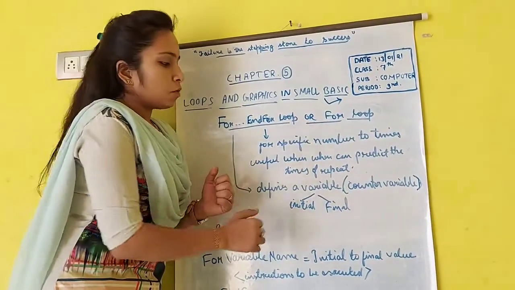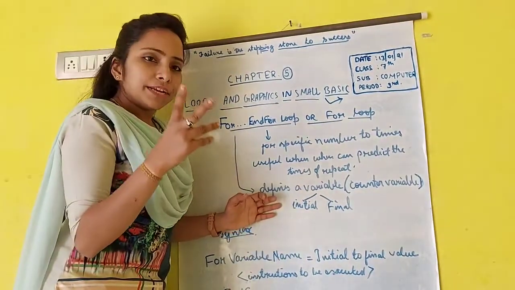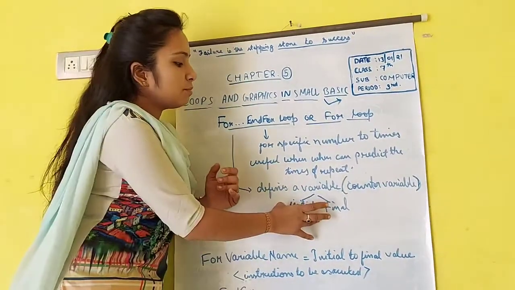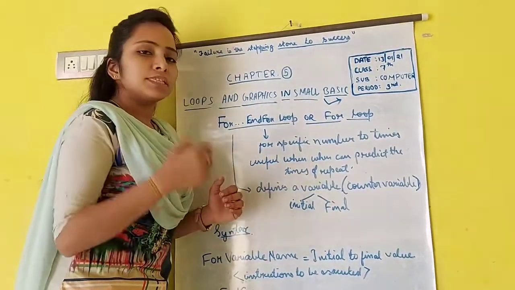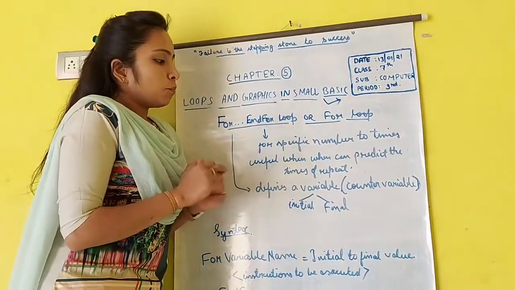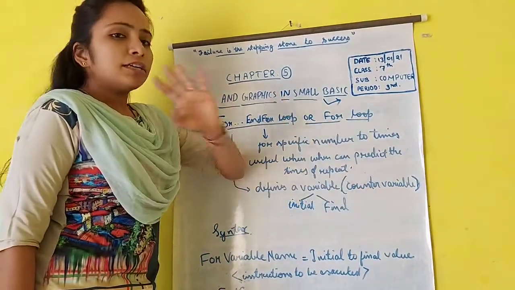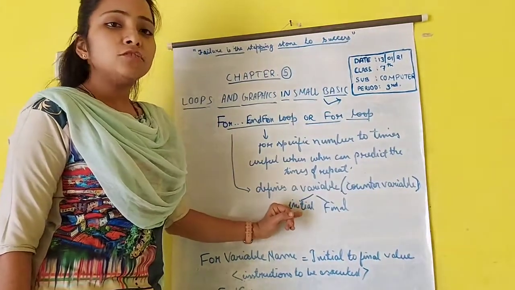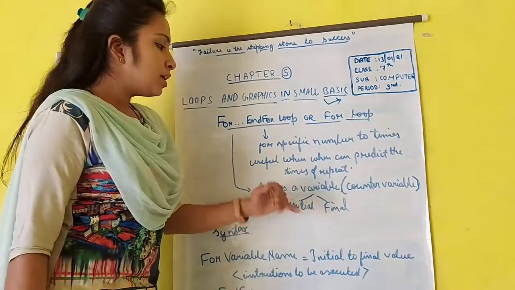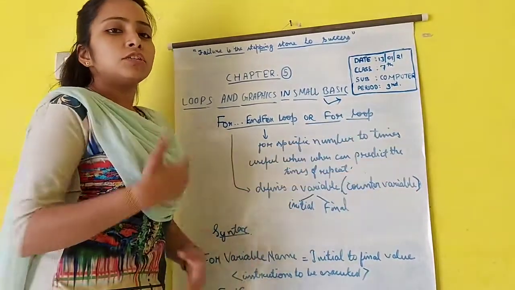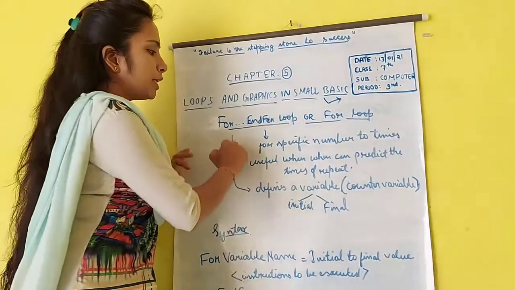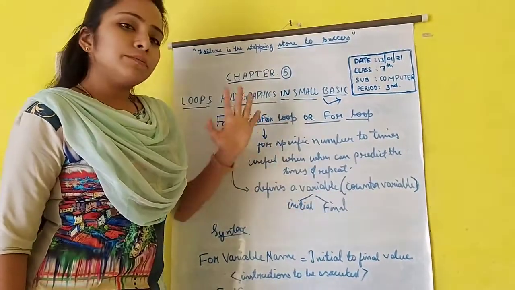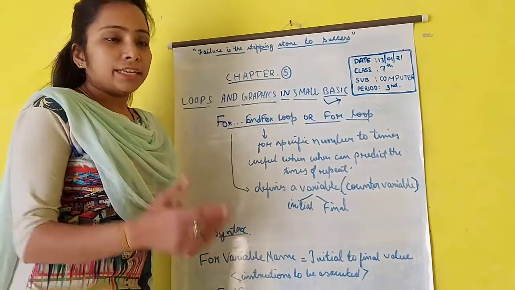Now, two types of values are there: initial and final. Initial means the starting one and final means the ending one. When we start, the first time it will show the initial value, which could be 1. Then we continue 2, 3, 4, 5, 6. Suppose I know that I need it repeated 10 times, then the final value will be 10.